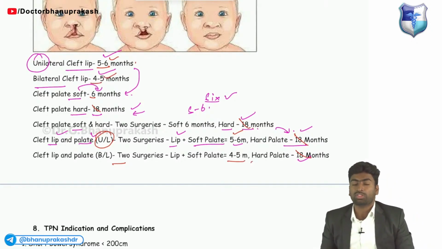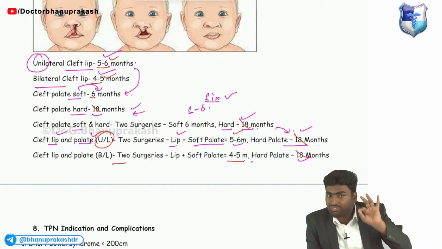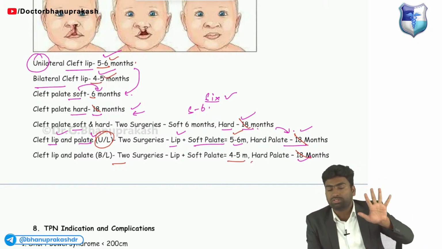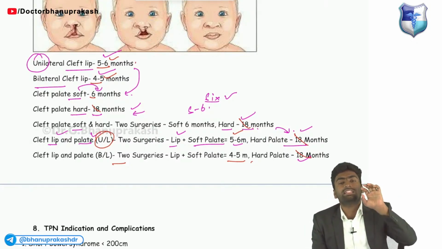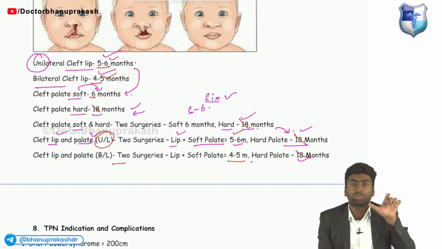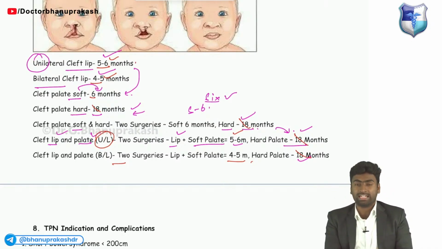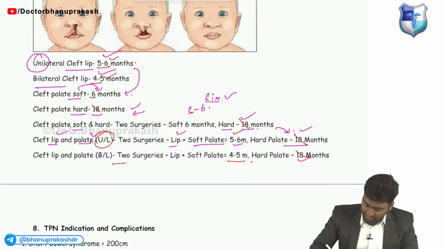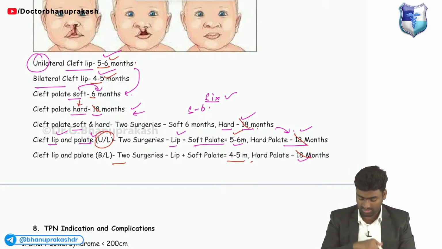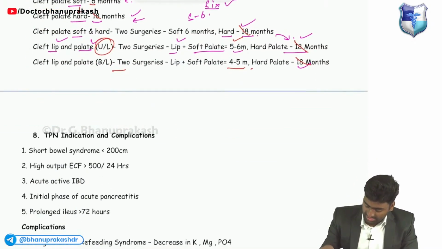So remember this much. If it is a unilateral cleft lip, it is 5 to 6 months. If it is bilateral, then it is 4 to 5 months. And if it is unilateral, just the soft palate, S for S and S for 6, it is 6 months. And if it is hard palate, remember, it is 18 months. So you have to remember all these.